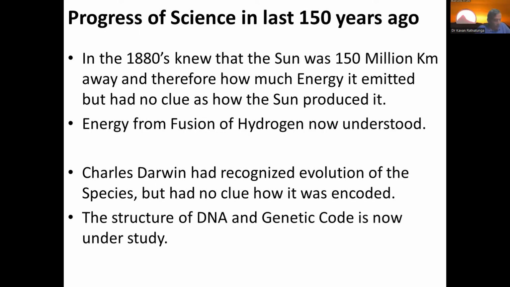So I will end my talk now. I've taken too much time, but basically I want to say that in the 1880s, just 150 years ago, we knew the distance to the sun, we knew how it happened, but we didn't know how it produced energy. Now we understand it fully. Charles Darwin recognized evolution and had no clue on how it was encoded. Now we understand a bit more. We understand DNA and the genetic code, which is under study.